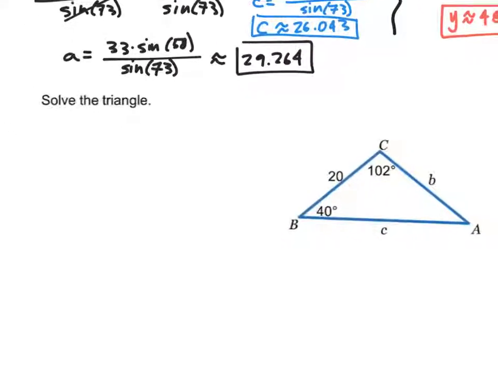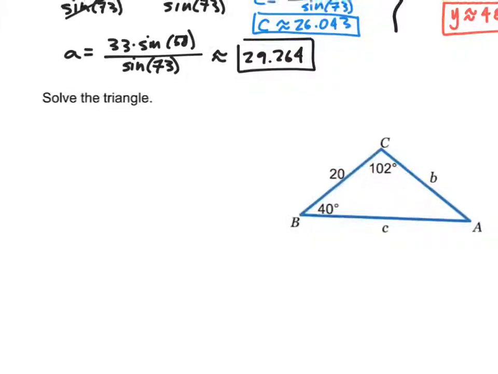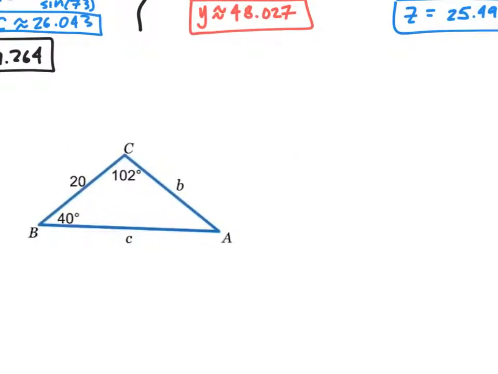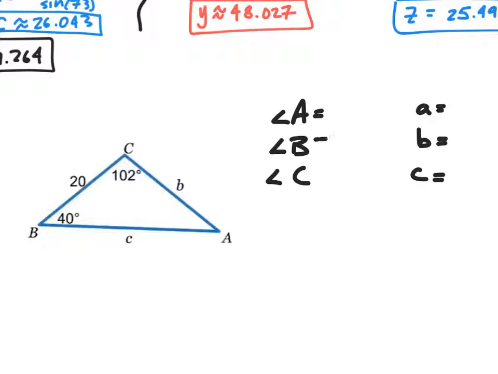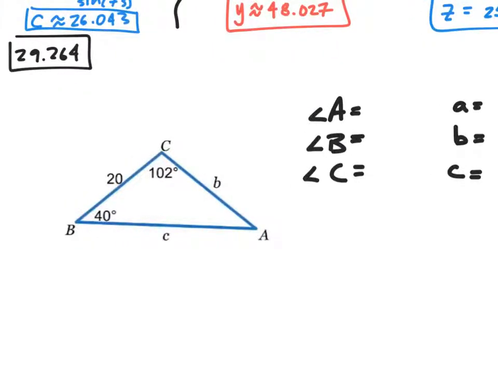Okay, let's do this next one. Okay, solve this triangle. Okay, so we've got two angle measures and a side length. So let's go through and let's write this down. We've got angle A, angle B, angle C, side length A, side length B, side length C. Okay, so we want to find each of these, and we're going to do the same thing.